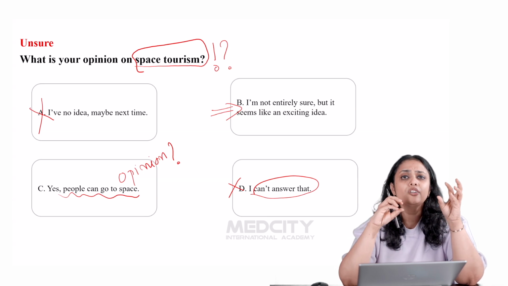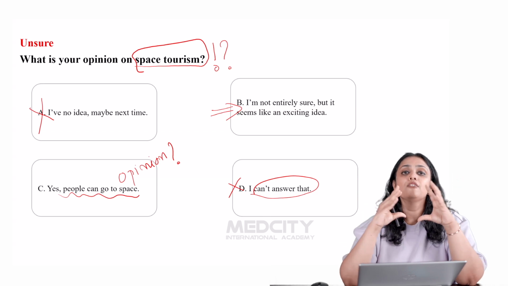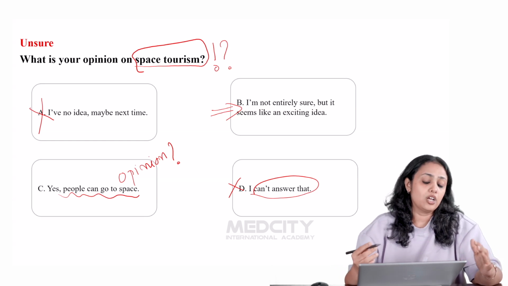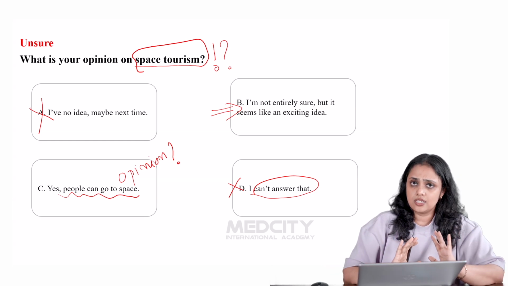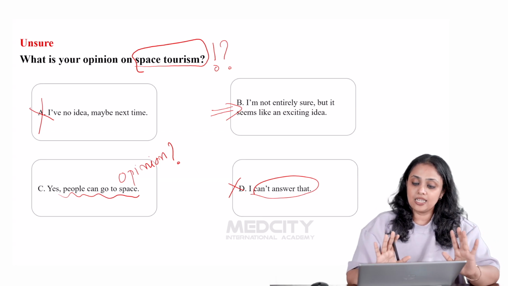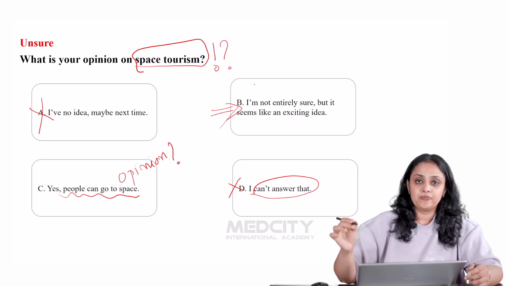but whatever you have heard related to space can be added on or knitted well to form a fully developed answer, rather than just giving up by saying I can't answer that or I have no idea, maybe next time. Start off in a very good way, in a very honest way, by saying that I'm not entirely sure, but it seems like an exciting idea. Then pull off the answer.